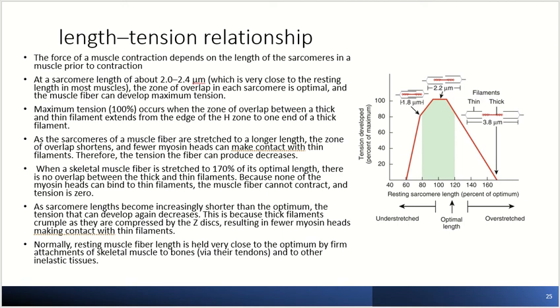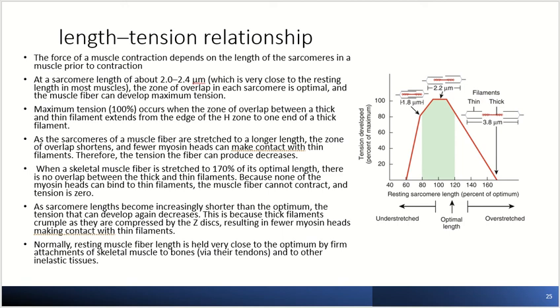So our maximum tension, or 100% tension, is going to occur when the zone of overlap between a thick and a thin filament extends from the edge of the H zone to one end of the thick filament. And as the sarcomeres of a muscle fiber stretch, they're going to become longer in length. And this is going to cause the zone of overlap to shorten.